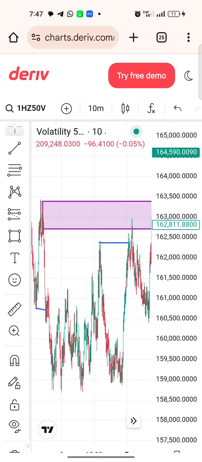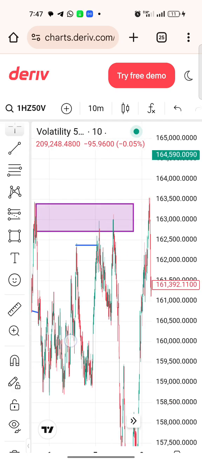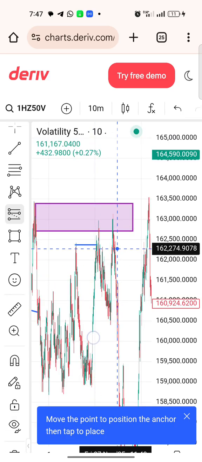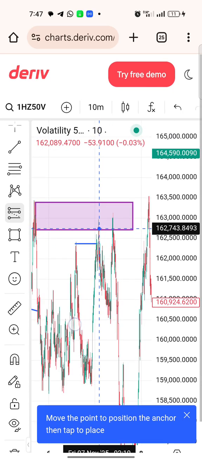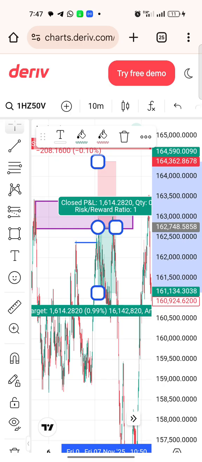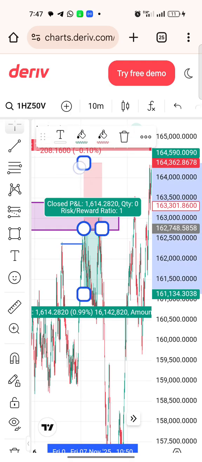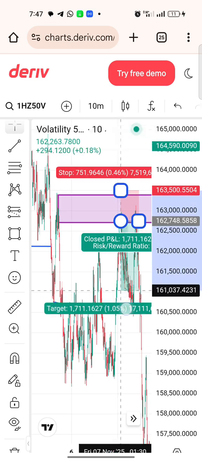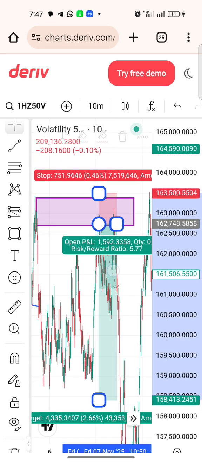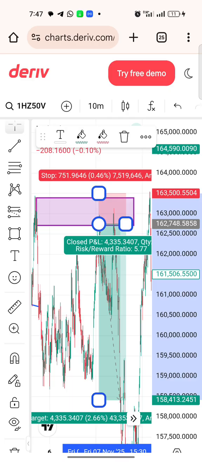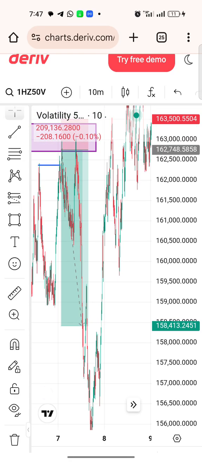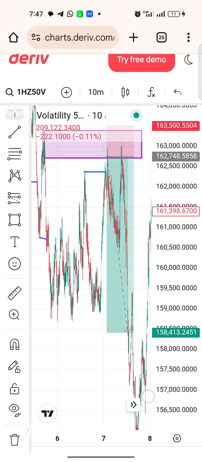And then imagine this is what the market did. Immediately it got to our order block. If my entry would have been at this point, and then boom. So this is it. 1:6, almost 1:6 setup. This is just what it is: structure, liquidity, point of interest.